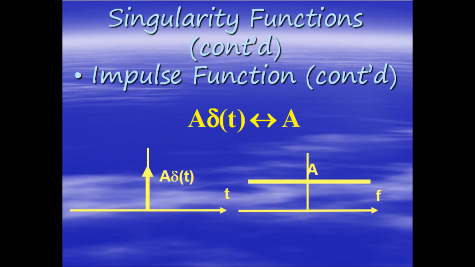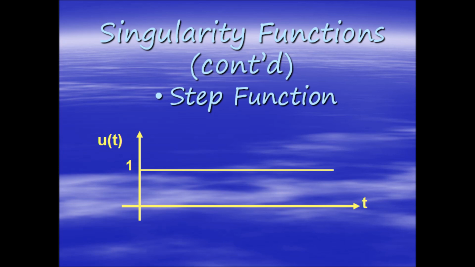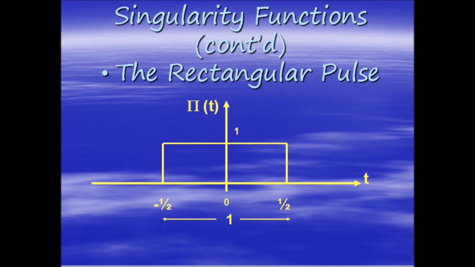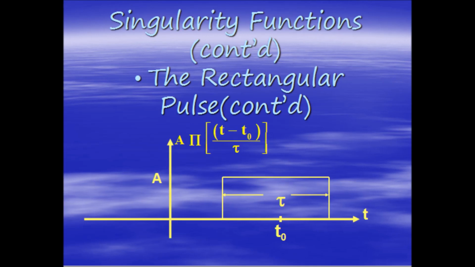The impulse function's Fourier transform, or spectrum, will be a flat line. Singularity functions: the second one will be the unit step function, and the third one is the rectangular function. This picture shows a standard rectangular function with width 1, height also 1. And this one is a general one, so it can be shifted to t0, the duration can be changed to tau, and the amplitude is A.